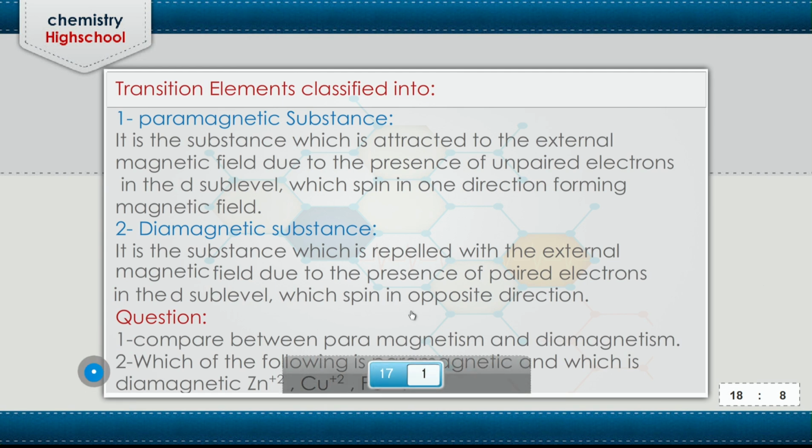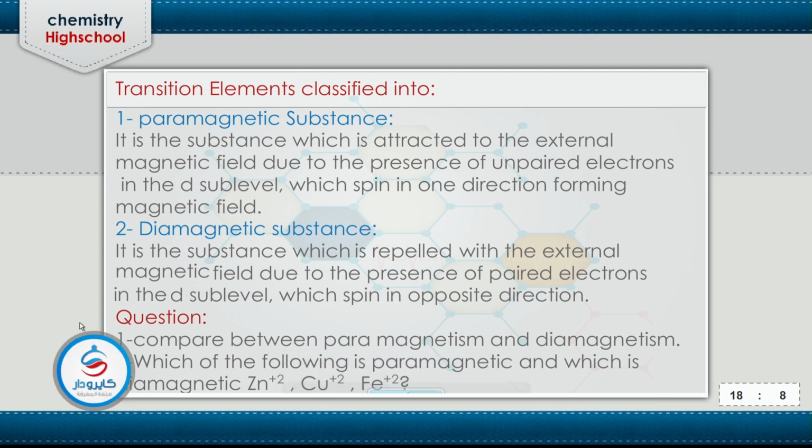Here we have a question. Compare between paramagnetic and diamagnetic. We explained that. Number 2, which of the following ions is paramagnetic and which is diamagnetic? Zinc 2, copper 2, iron 2.